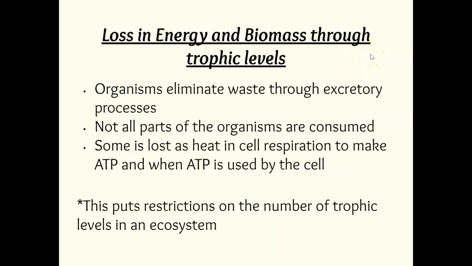The loss in energy and biomass through the trophic levels is due to a variety of reasons. One, we've already talked about how organisms are going to use most of that energy for themselves in cellular respiration. And so all of that energy that they use to make the ATP is lost, can't be passed on to the next trophic level. And the same for the ATP that's being used by the cell to do cellular work. None of that gets passed on to the next trophic level. And both of those processes also generate heat. Heat will be lost when ATP is made and also when ATP is used. None of that gets passed on.